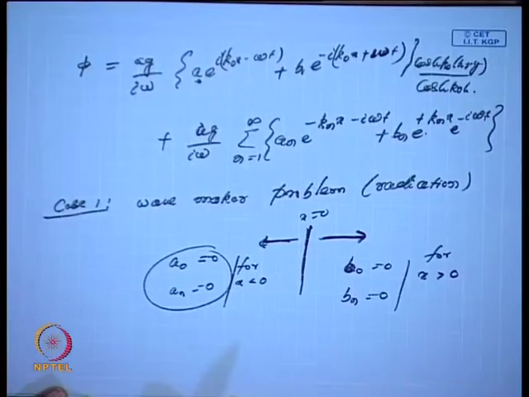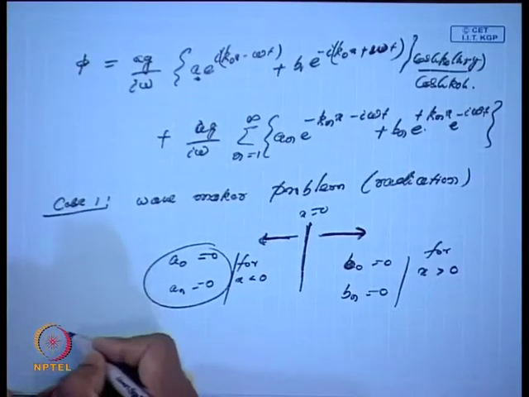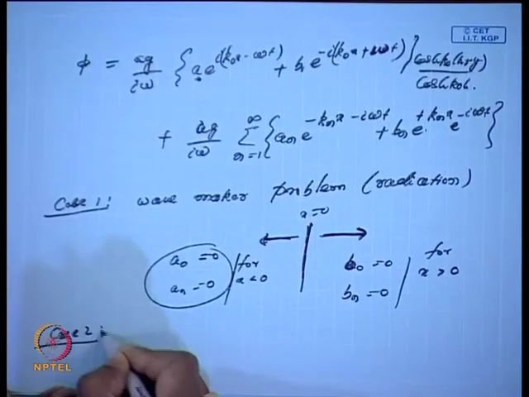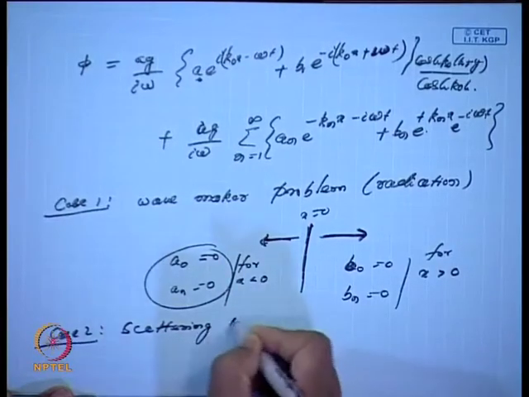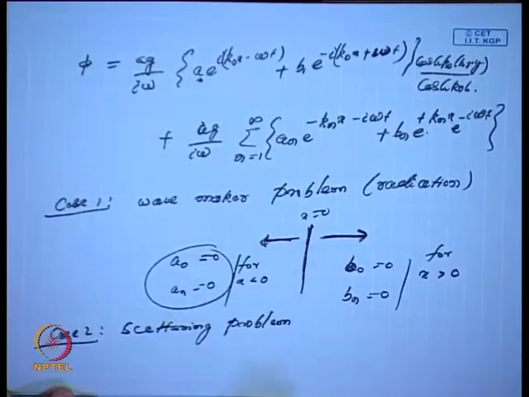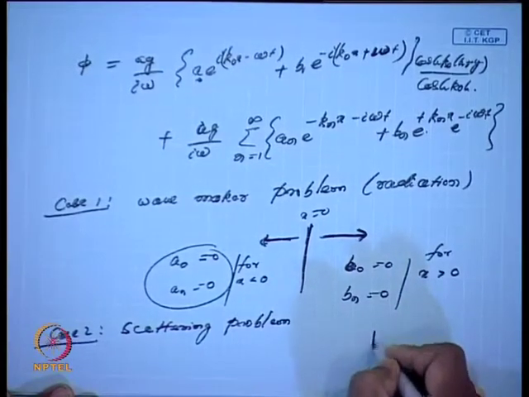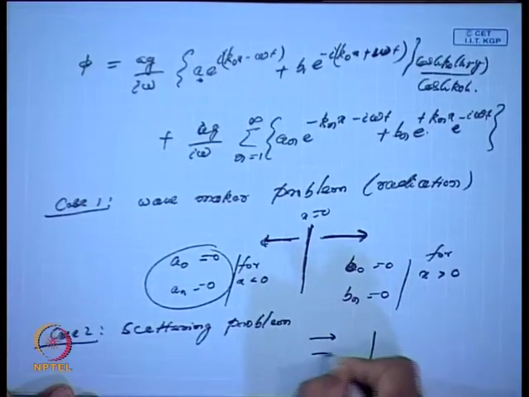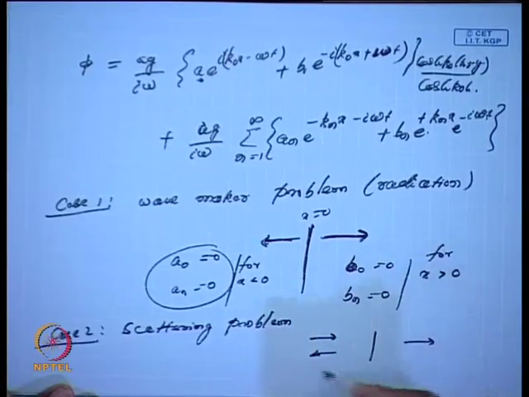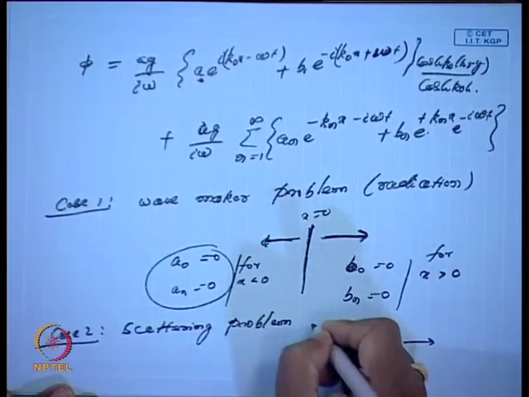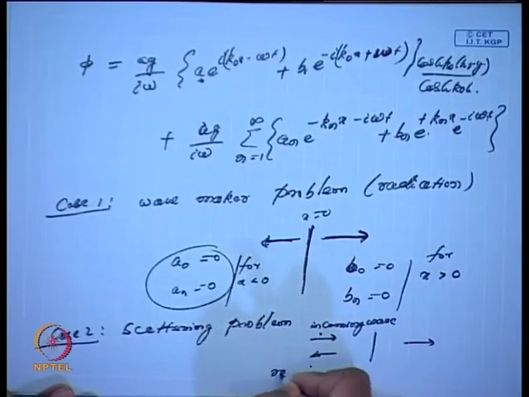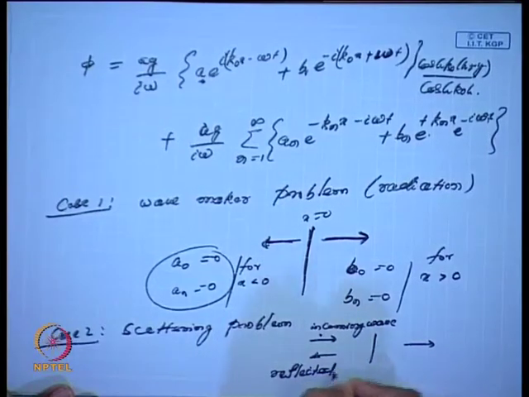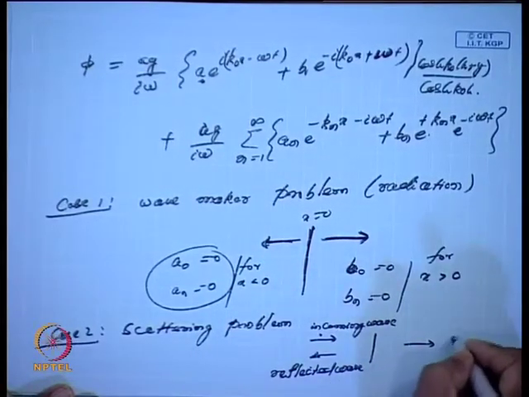On the other hand, if I look into a scattering problem, case 2, what will happen? I will have a structure, one incoming wave, one outgoing wave, and here I will have an outgoing wave. So this wave is the incoming wave, this is the reflected wave, and this is the transmitted wave.